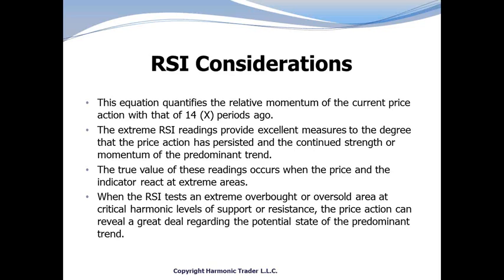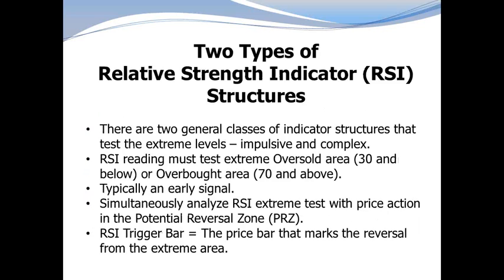The true value of these readings occurs when the price action and the indicator react at extreme areas. When the RSI tests an extreme overbought or oversold area, at critical harmonic levels of support or resistance, that is pattern completion points, the price action can reveal a great deal regarding the potential state of the predominant trend.